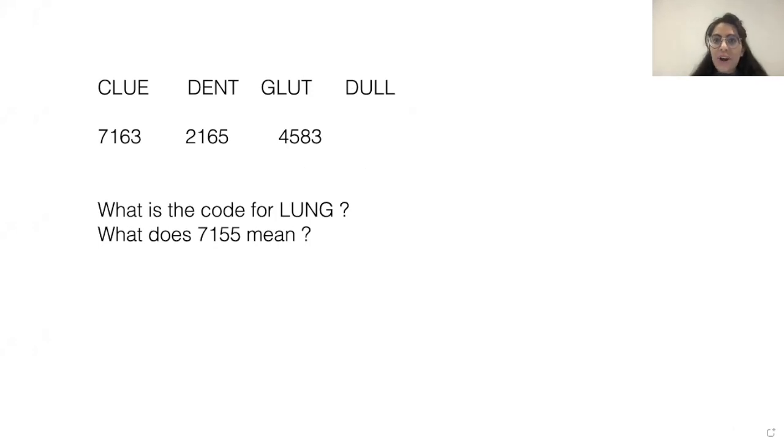Okay, it's now your go. So here you have your 4 words and you have your 3 codes. Best of luck, and please write your answers in the comment section below. Remember to look for patterns.